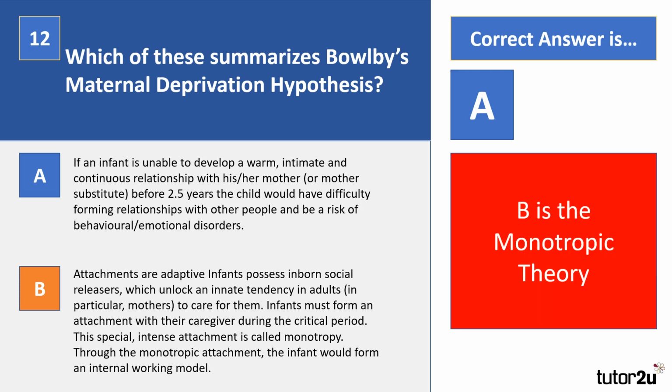Now, B on here is actually Bowlby's monotropic theory. This is something that I mentioned earlier. There are two parts of the specification where Bowlby is named, and it's very important for you to know the difference between the monotropic theory of attachment and the maternal deprivation hypothesis, the details of which are provided here. Similarly, if you're going to talk about the maternal deprivation hypothesis, you want to be pointing to different research. Perhaps something like the 44 Thieves would be a good one to use.